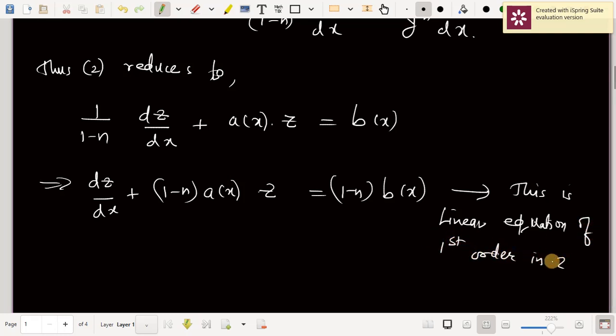in z. Here we can find the value of z, and then substitute the value of z. That will give you the solution of the given equation 1. So this is how we solve the Bernoulli equation. This is how we reduce it to a linear equation and solve it.